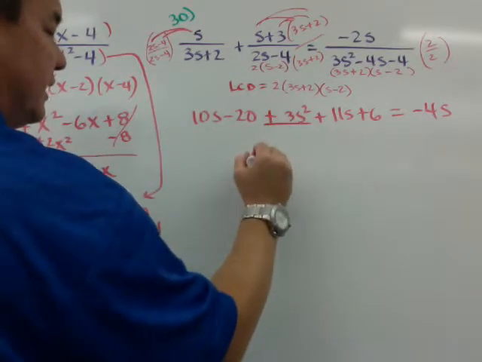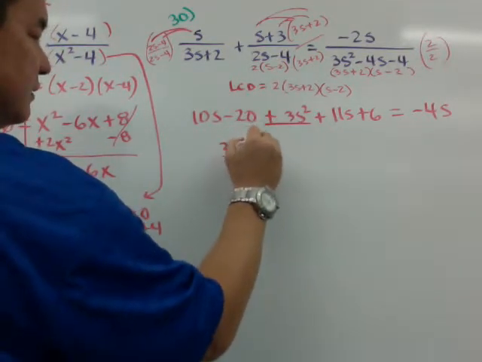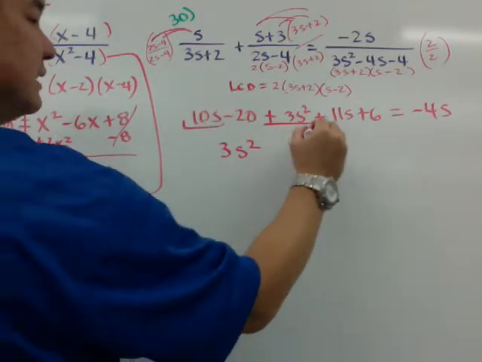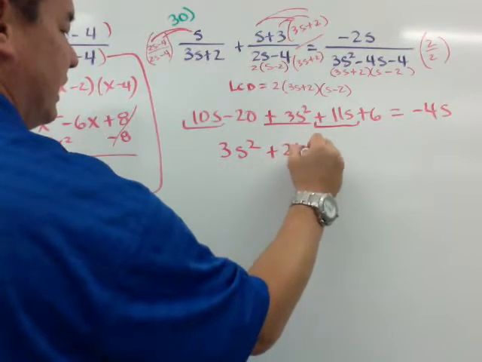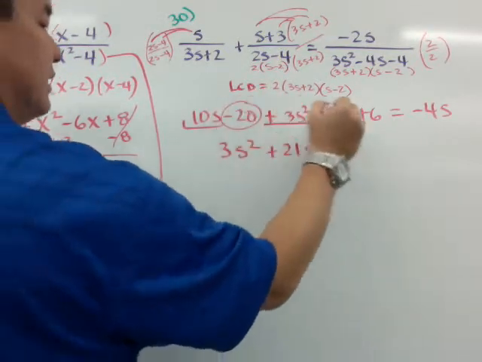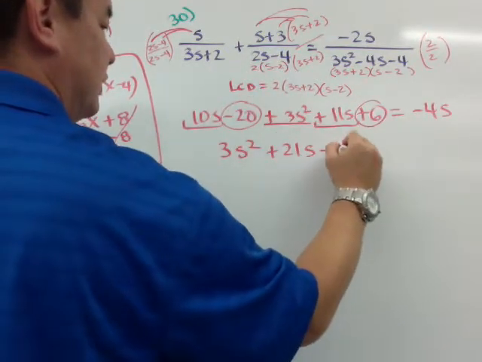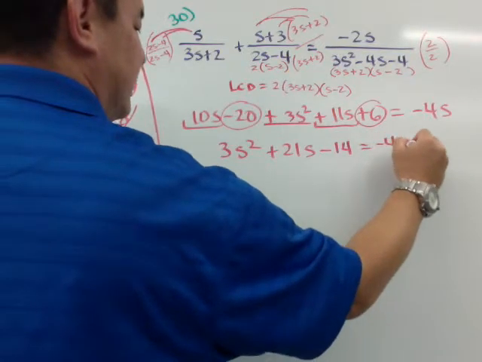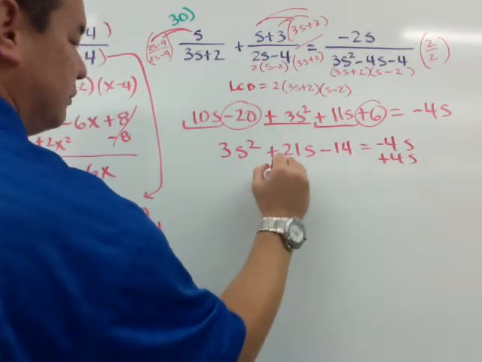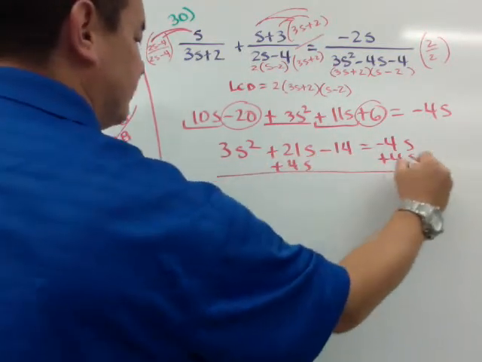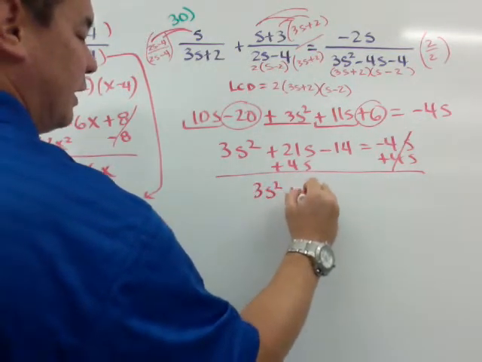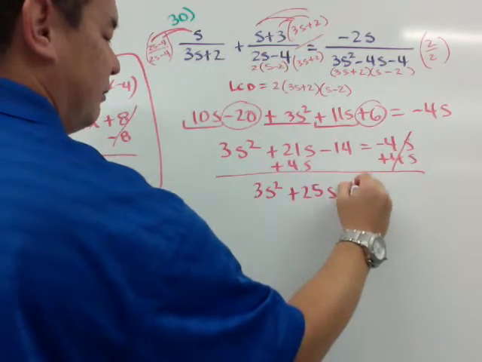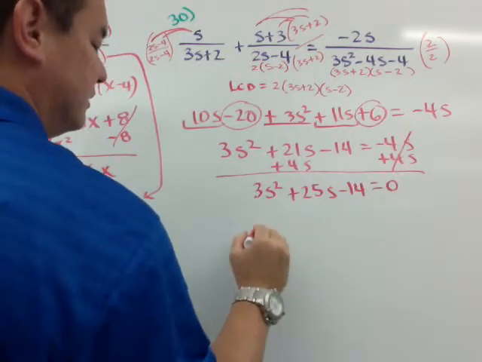So here's my 3s squared. I have a 10s plus 11s, so plus 21s. And then I have a minus 20 and a plus 6, so minus 14 is equal to negative 4s. I'm going to plus 4s to both sides to get rid of it. So 3s squared plus 25s minus 14 is equal to 0.